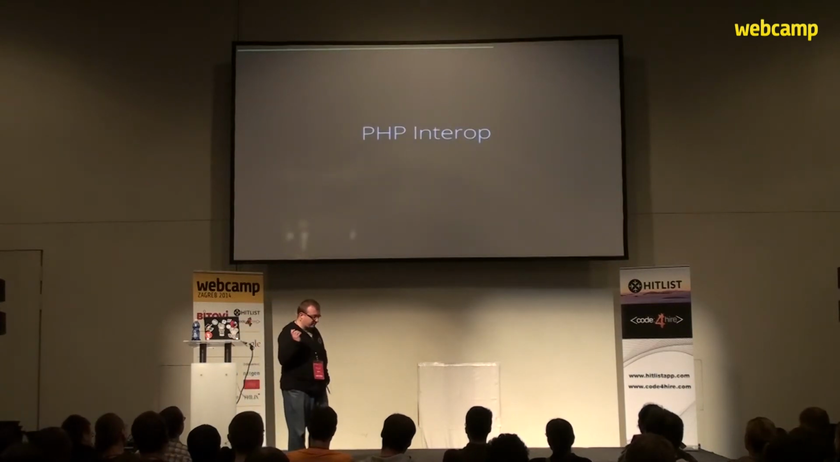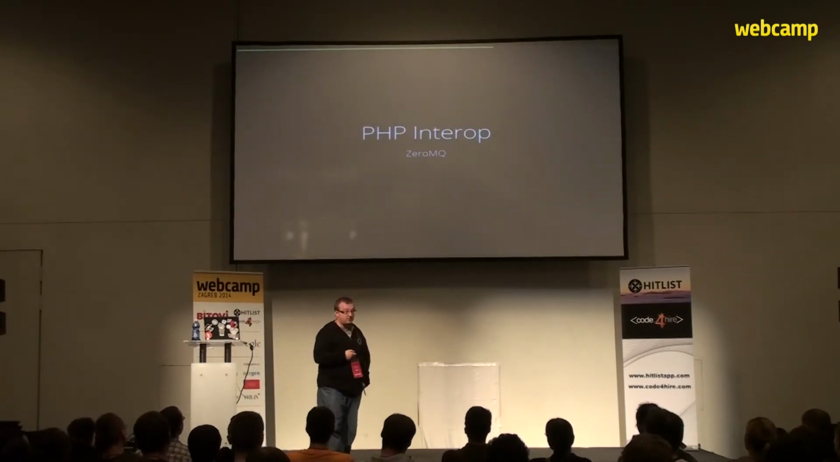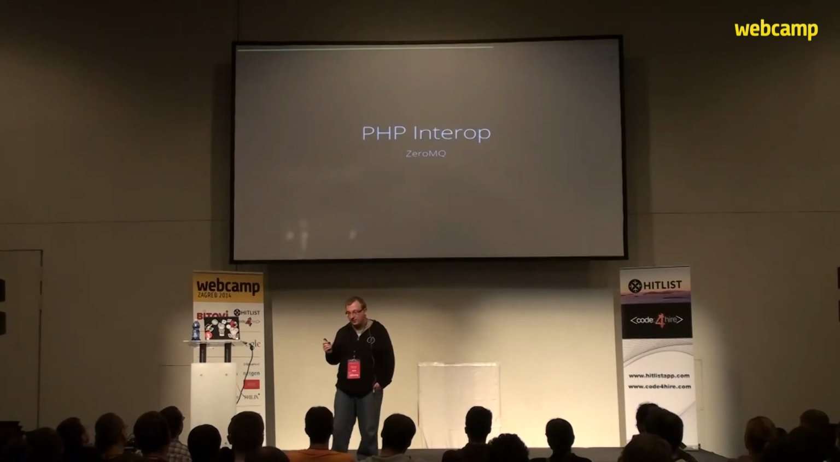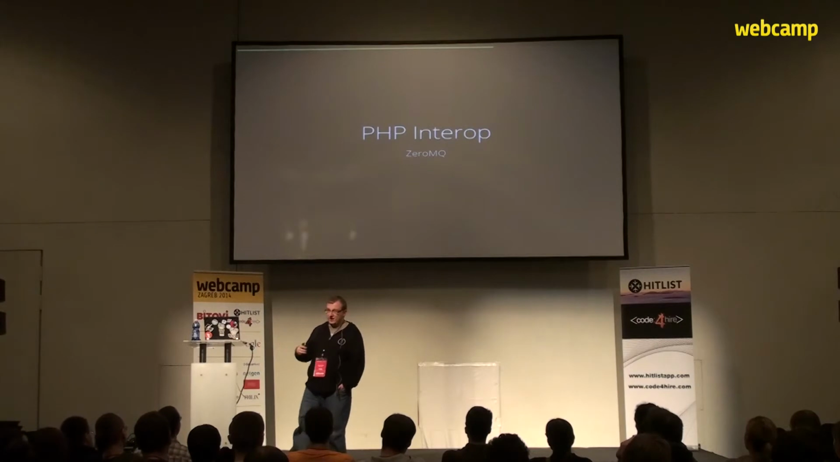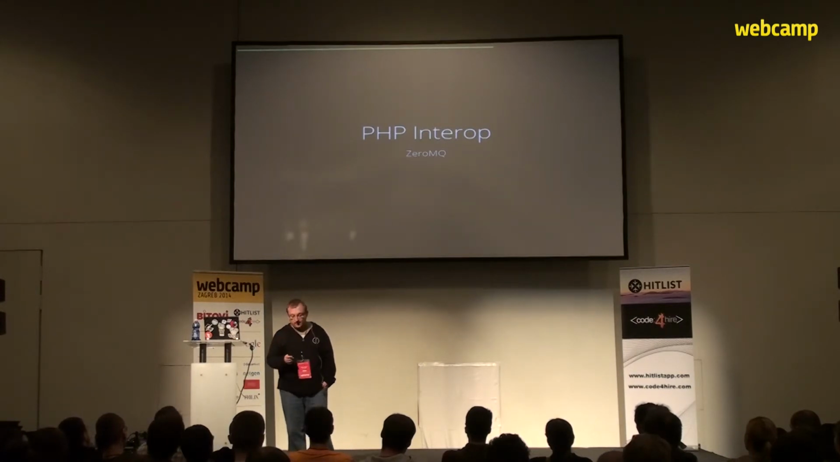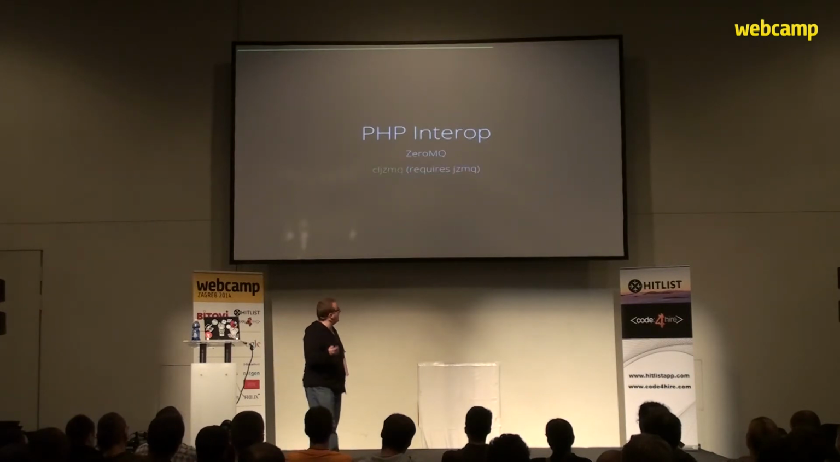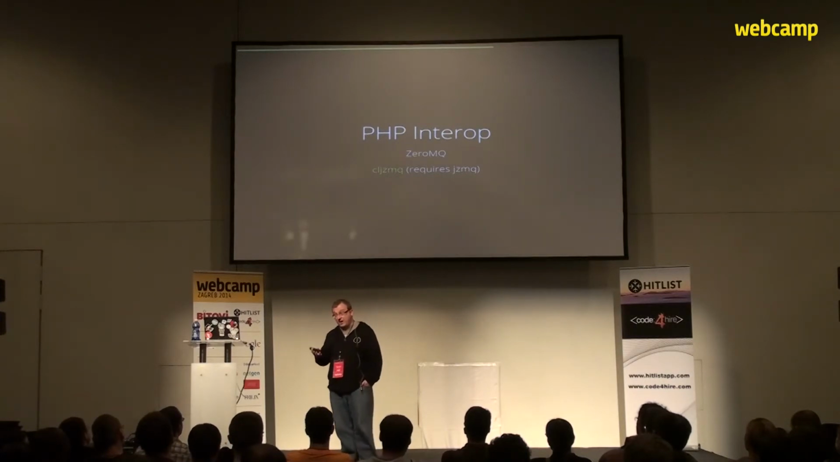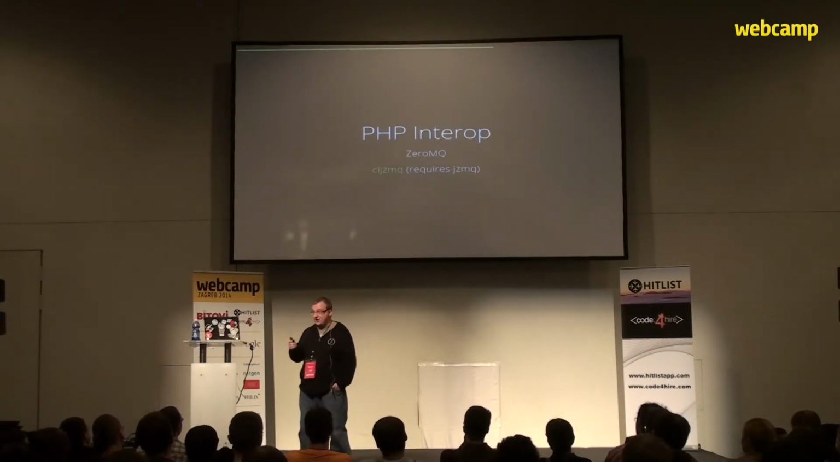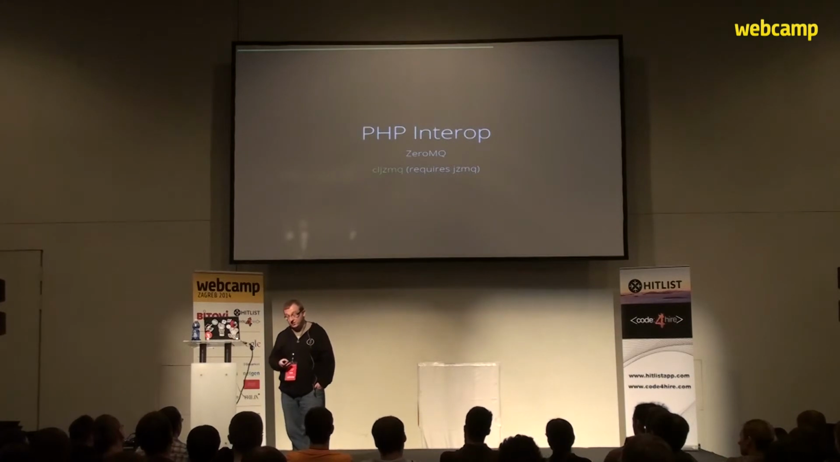Okay, PHP interrupt. There'll be a talk about this later, so I won't mention it too much. We use 0MQ, which is a C library for message passing between threads, processes, networks. It's awesome. It has bindings for every language under the sun, probably COBOL as well. And we use CLJZMQ, which is an official wrapper around JZMQ, which are the Java bindings for 0MQ.